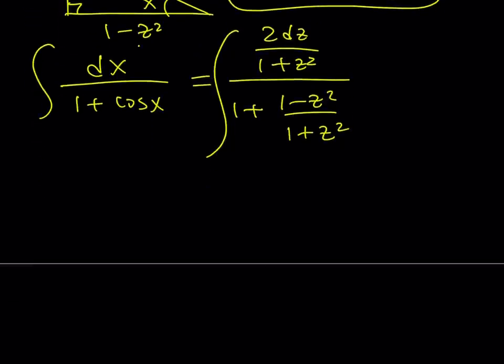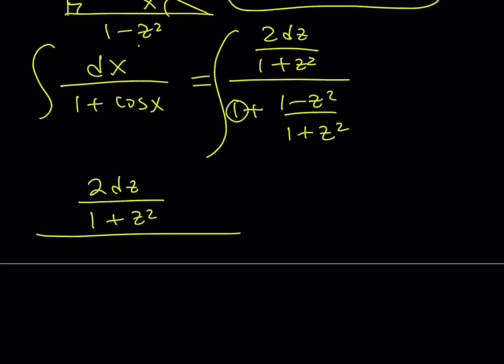But what am I talking about? I talked too much. I apologize. Let me go ahead and simplify this a little bit more, and then I'll explain what I mean. When you make a common denominator, multiply 1 by this. That's going to give you 1 plus z squared.